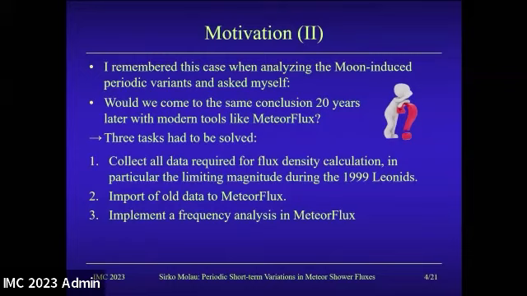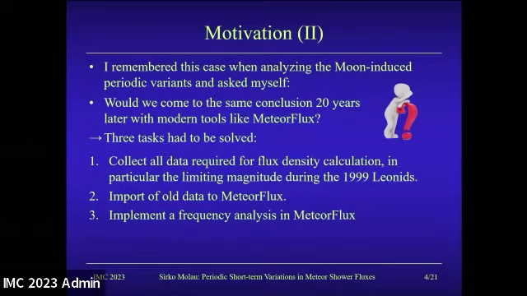And now the question is, 20 years later, with 20 years more wisdom and 20 years of tools that we now have: if we do the same analysis on the old data, would we come to the same result? And if so, was the 1999 Leonids the only shower where we have these kind of periodic oscillations? Or are there maybe other showers which show a similar behavior?